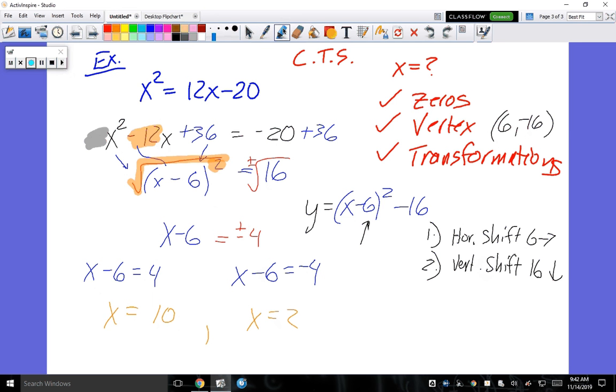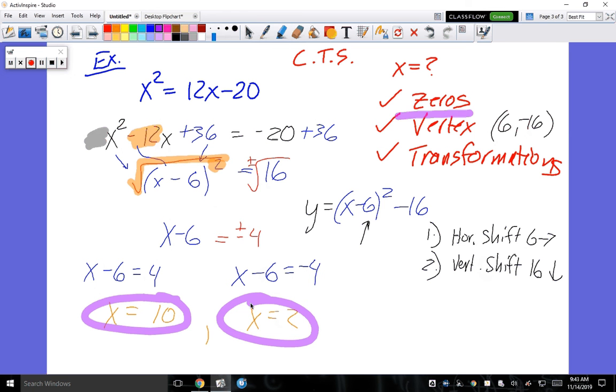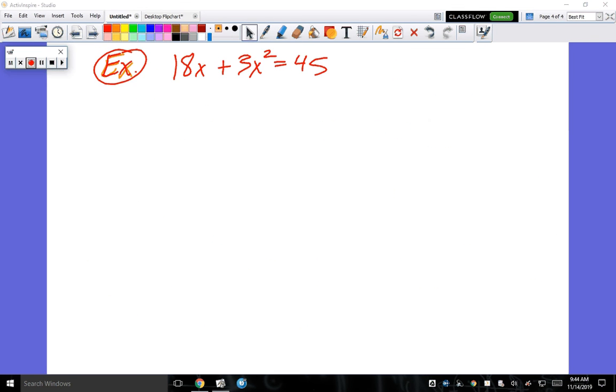So my zeros, here we go. My zeros are right here and here. My vertex is here. My transformations are both of these. So each circle highlight, which there's 5 of them, is 10. If you're perfect, I'll double your score.